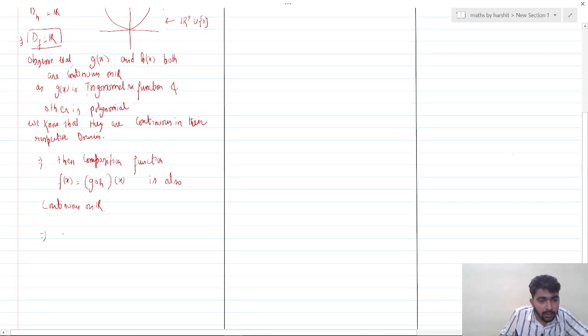So it implies that f of x equals to cos of x square is continuous on R.